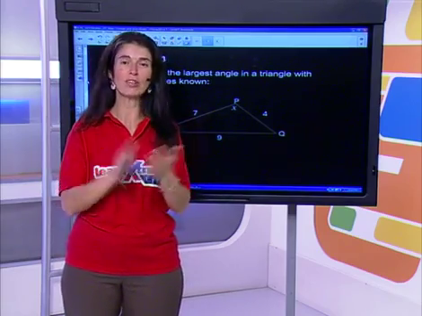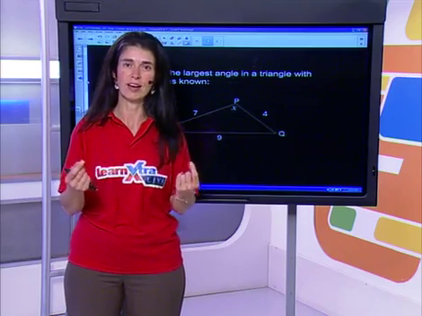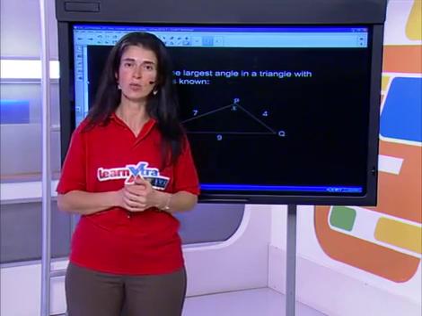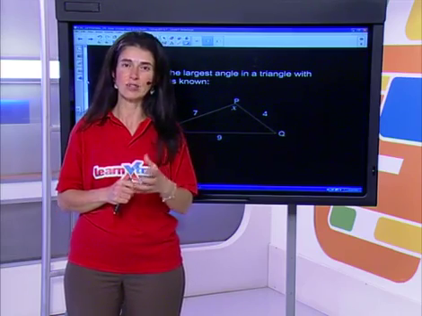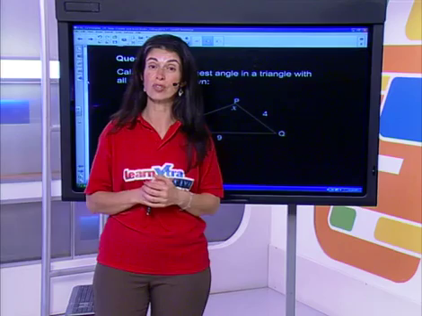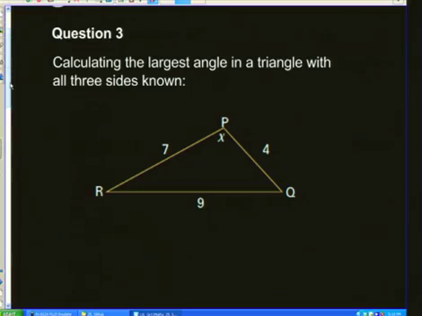Right, grade 11s, we've looked at the sine rule. We've looked at how it applies, how to use it, and under which conditions we need to use it. And we now want to look at a case where we would use the cosine rule. Okay, we need to calculate the largest angle in the triangle with all three sides given. So if we have 7, 4, and 9, grade 11s, where would the largest angle be? Where do you think it would be situated?